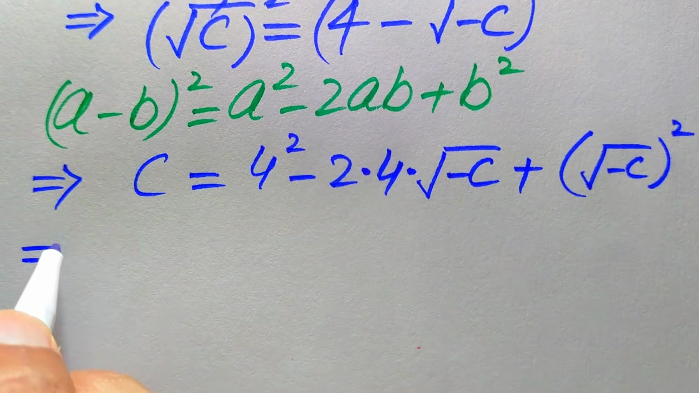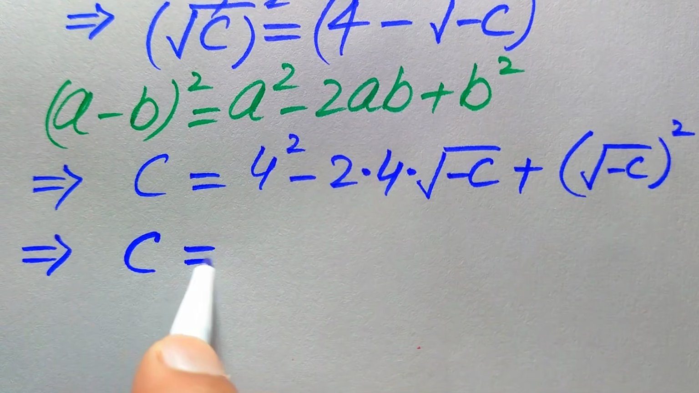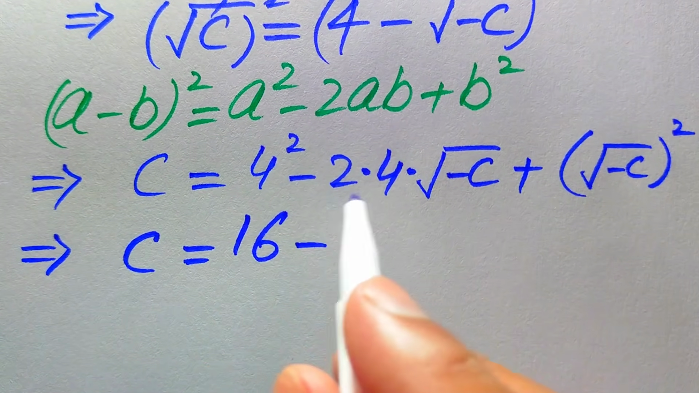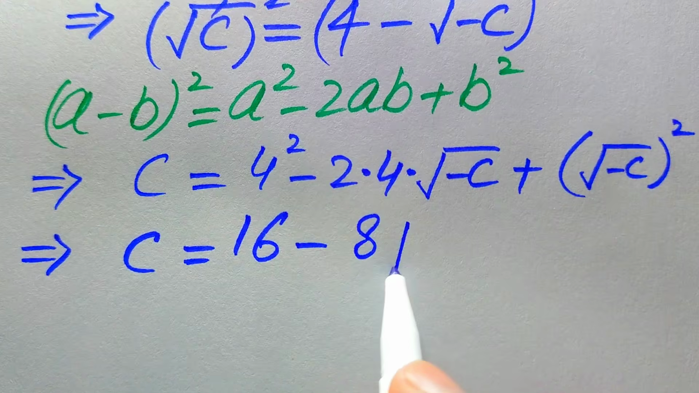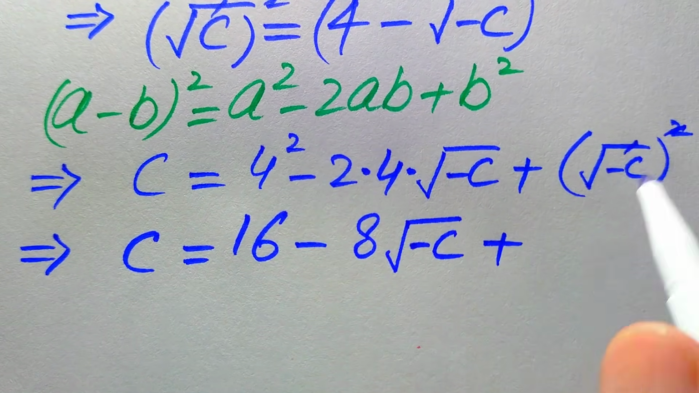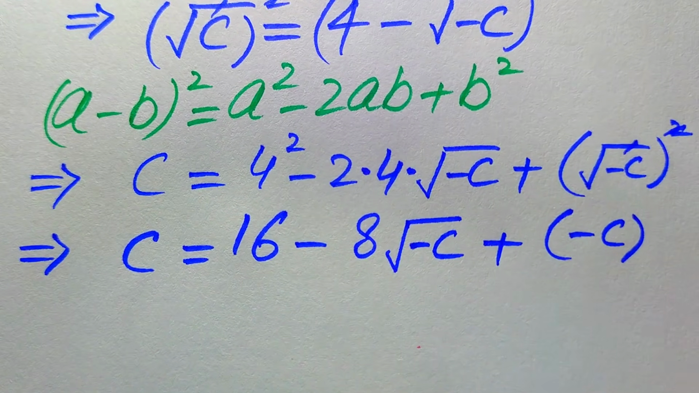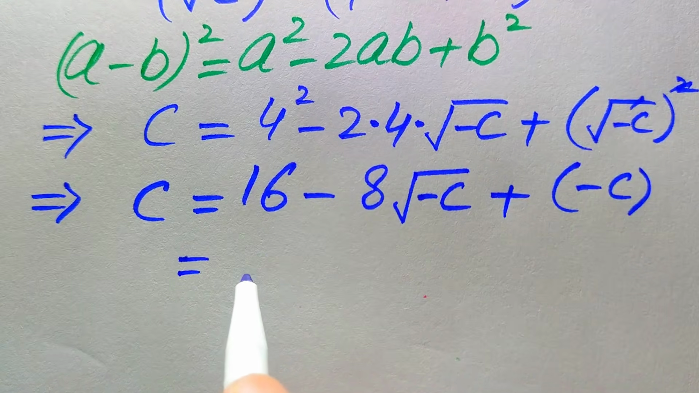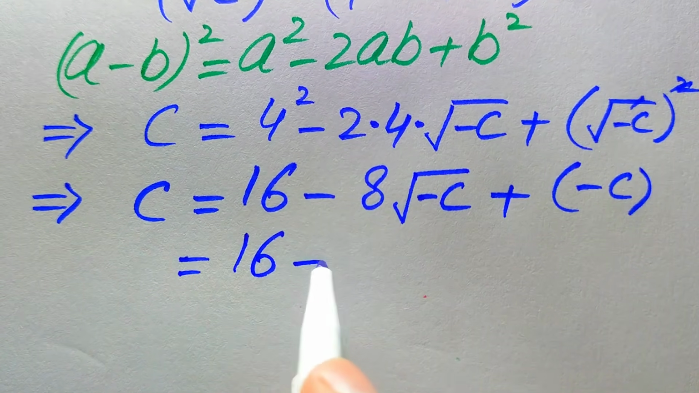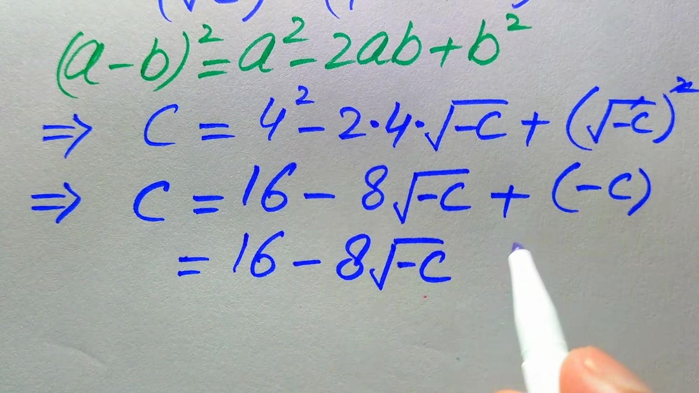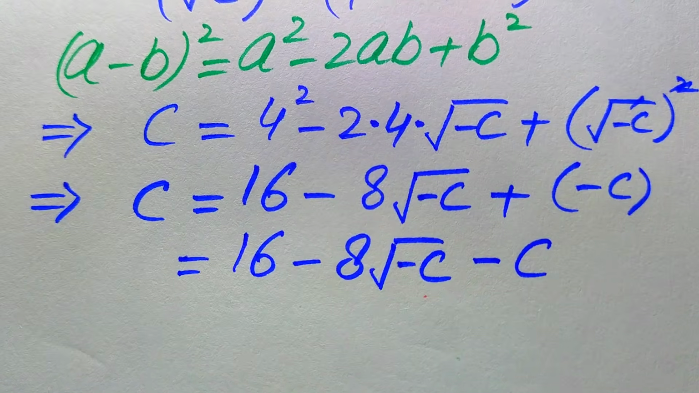And now in the next step we need more simplifications, and we get c is equal to 4 square becomes 16, minus 2 times 4 becomes 8 times square root of minus c, plus, the square and square root are gone, and here we get minus c only. So we get 16 minus 8 times square root of minus c. You see that plus times minus becomes minus c.